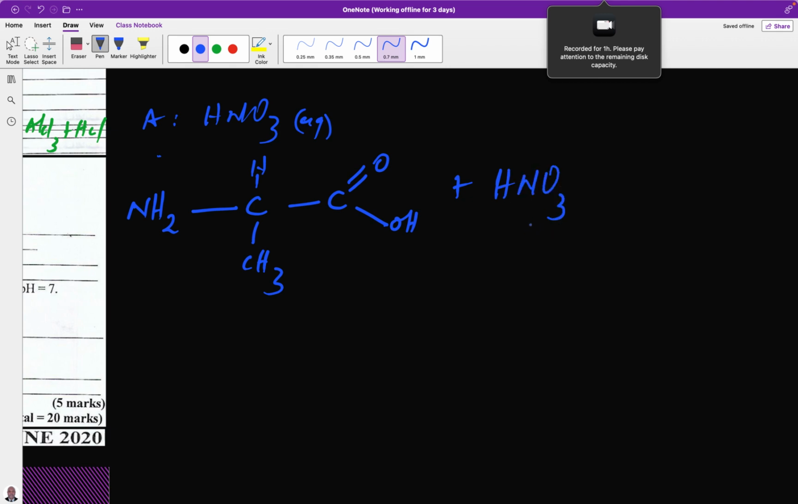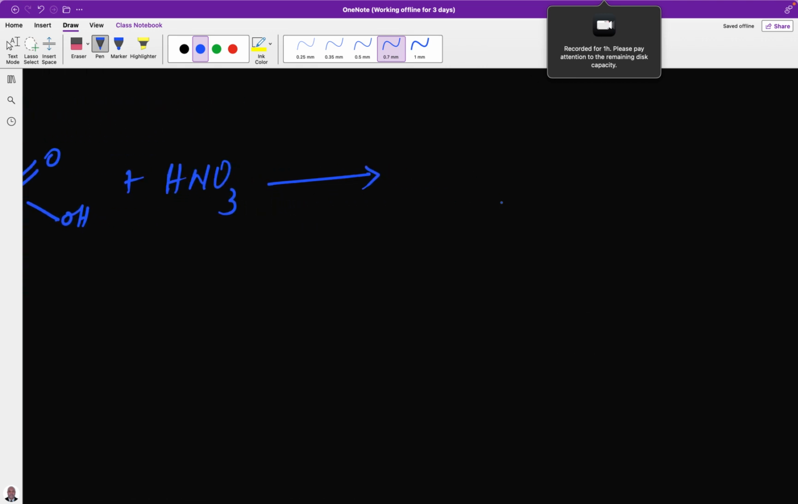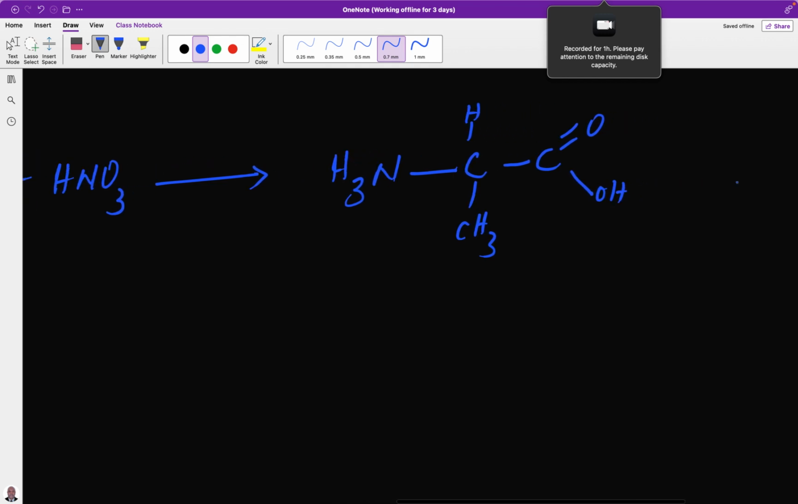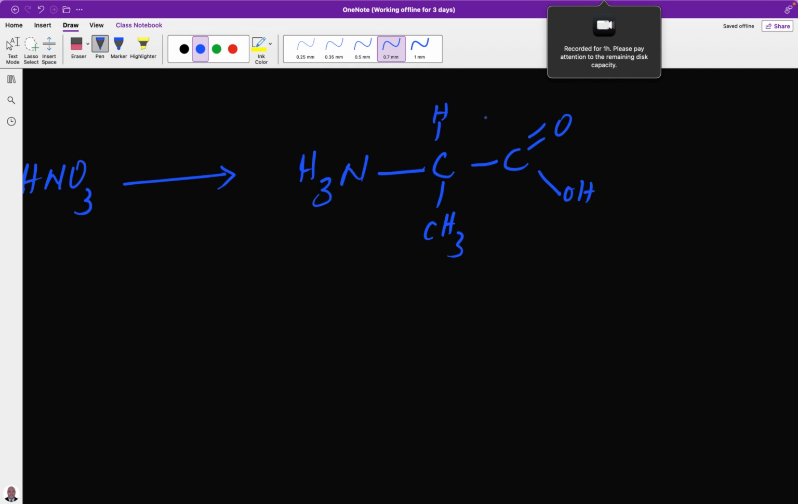Remember, an acid is a proton donor. It is going to release a hydrogen ion here. So our product for this reaction will be a salt. When you react with an acid, it will be H3N, CH3, CH3. Remember that it is a salt that is being formed.